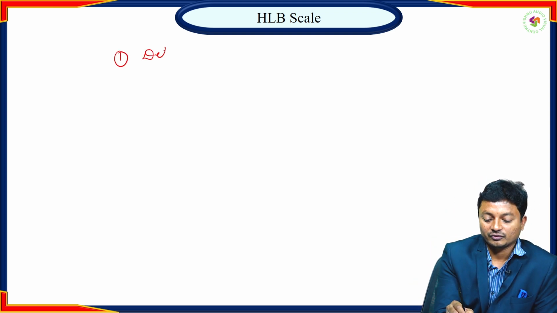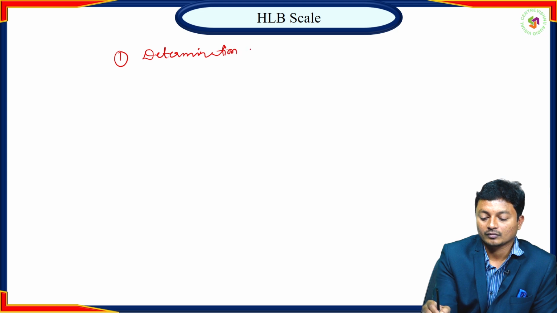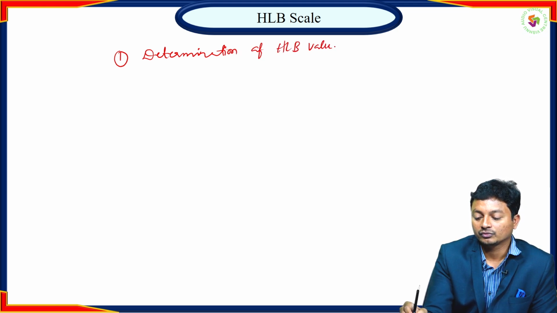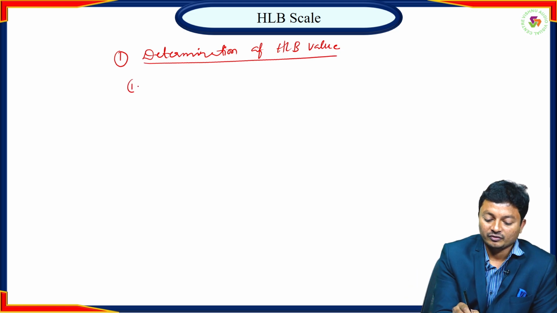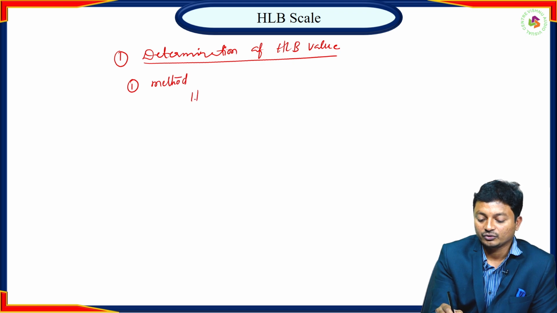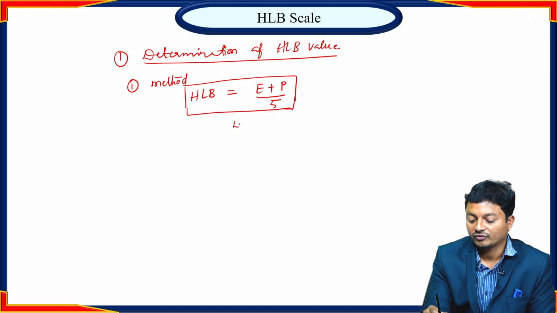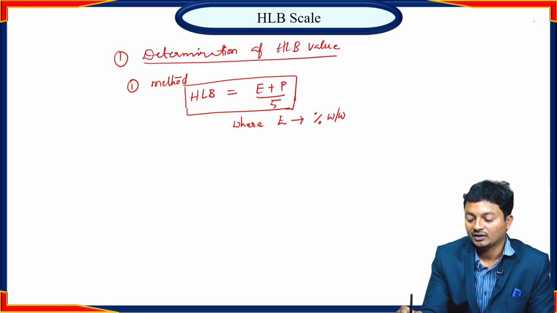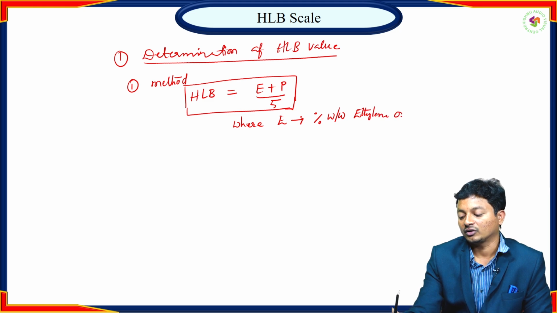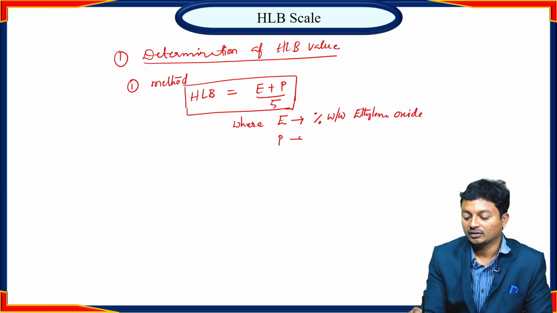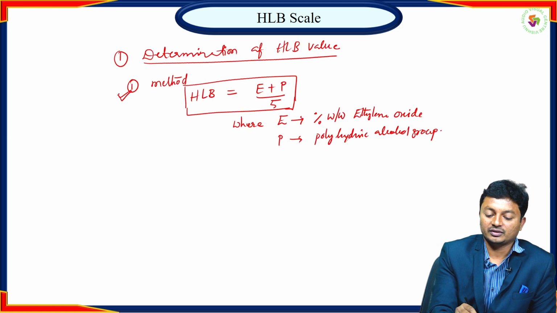So determination of HLB value. In that, the first method, we can use the formula, that is HLB equals E plus P divided by 5, where E stands for percentage weight by weight ethylene oxide, and P is the polyhydric alcohol group. Polyhydric alcohol group. This is method one.